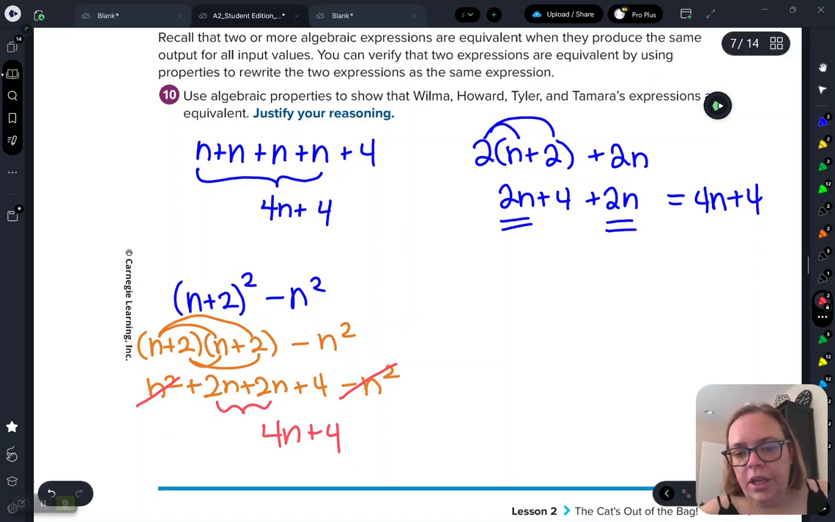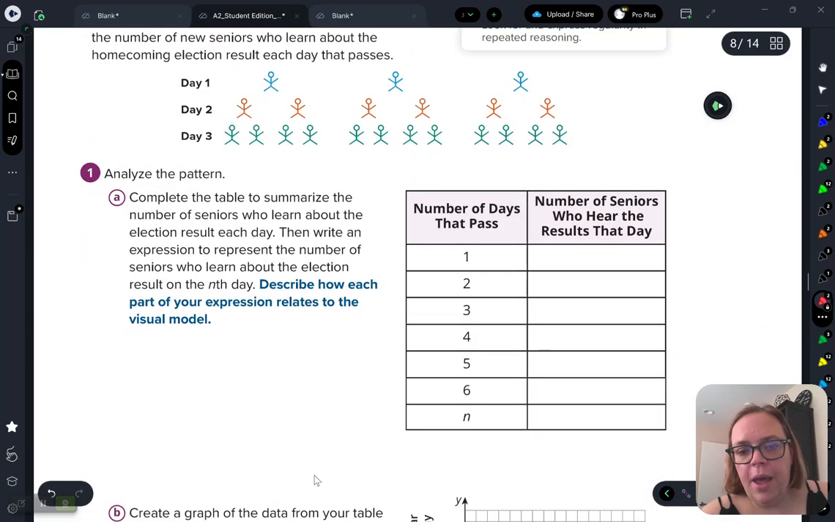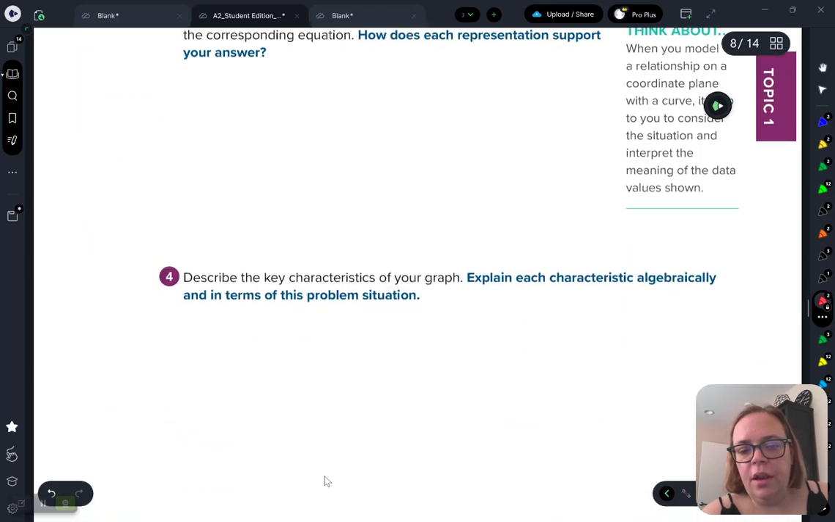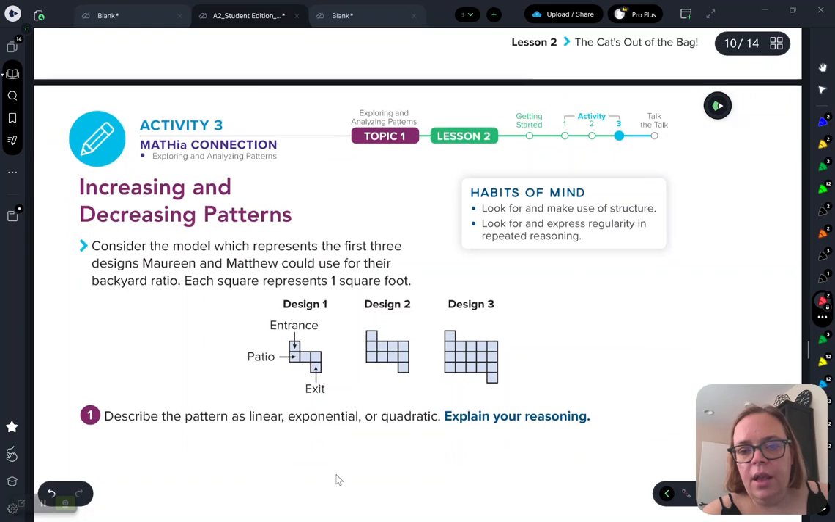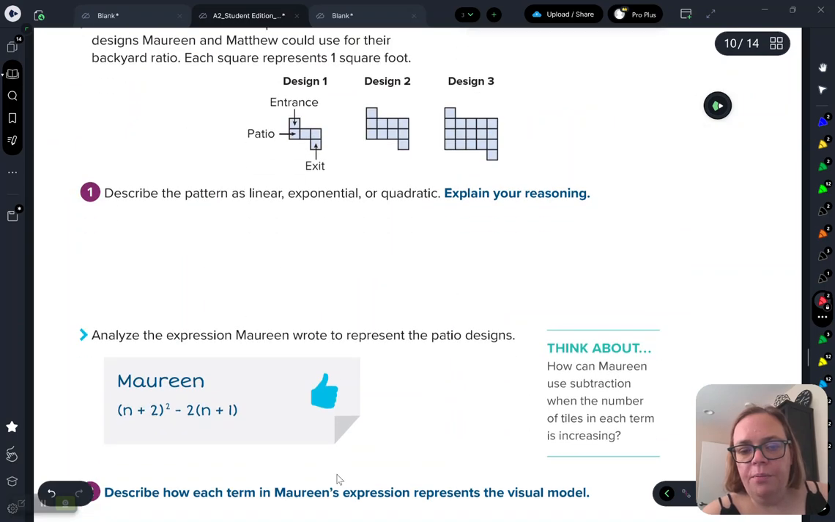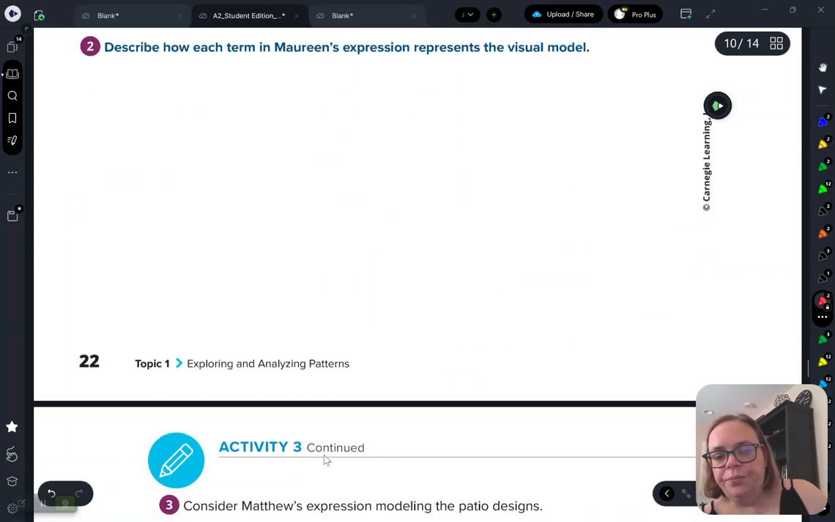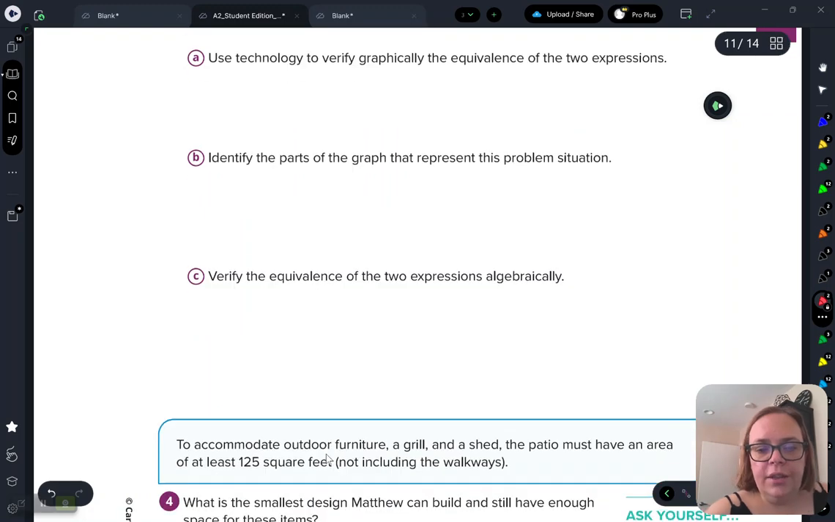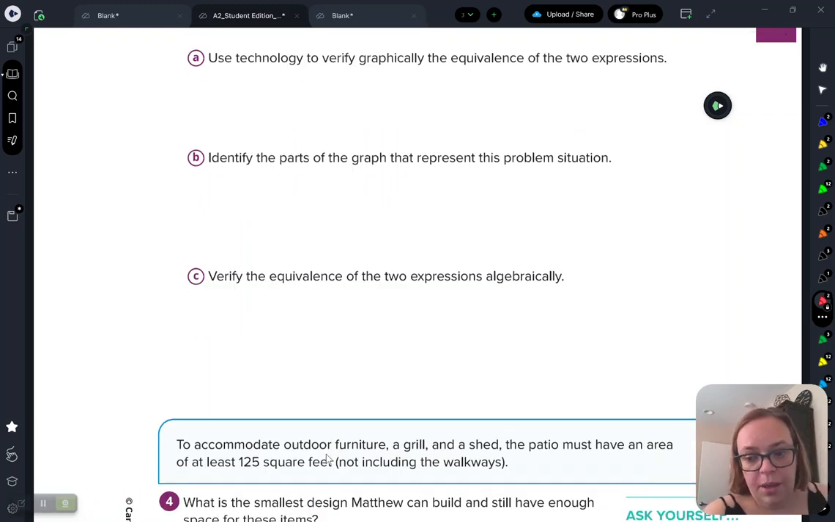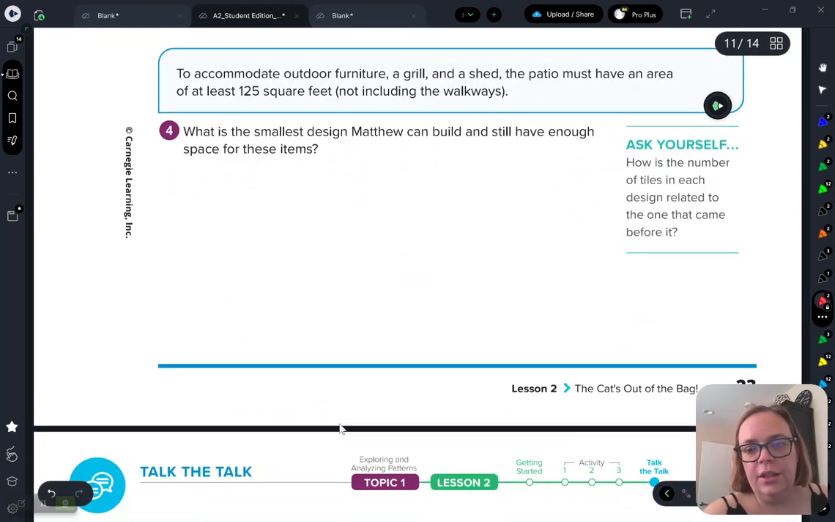All right, so there's a couple more patterns that you have to look at, okay? And so make sure that you use the answer key to help you, not copy it, but to help you on these ones, okay?